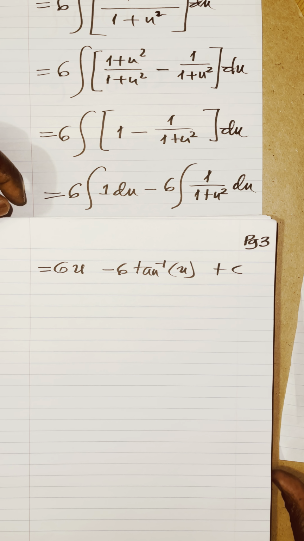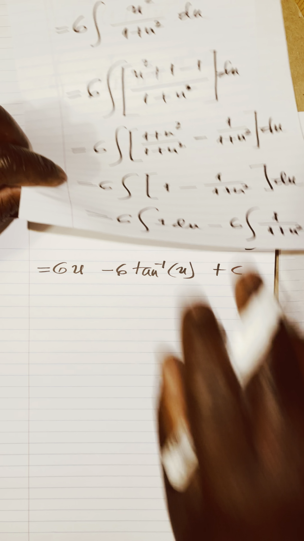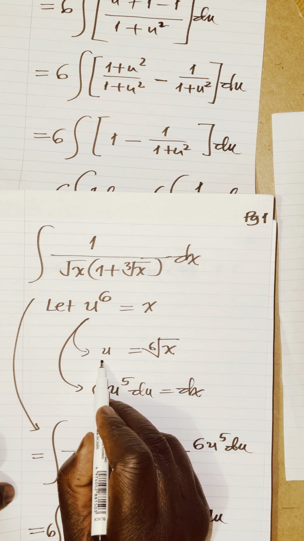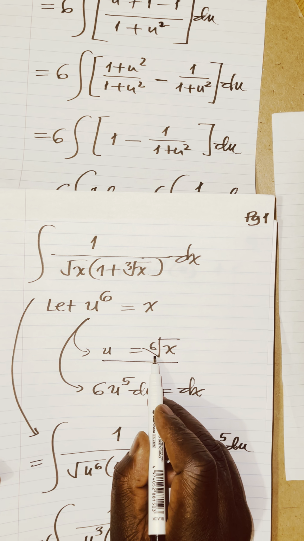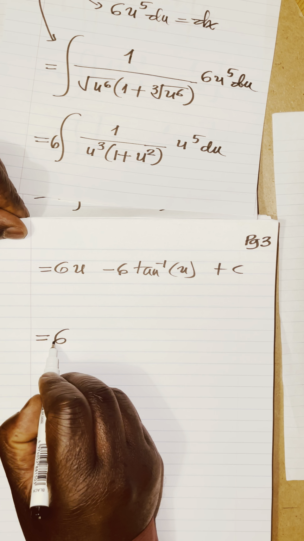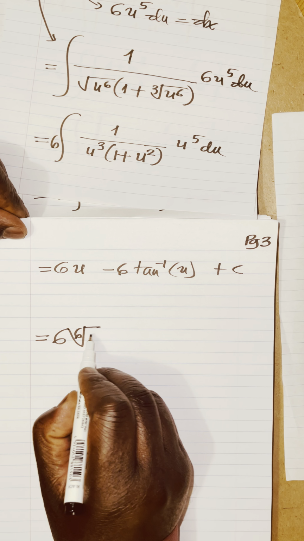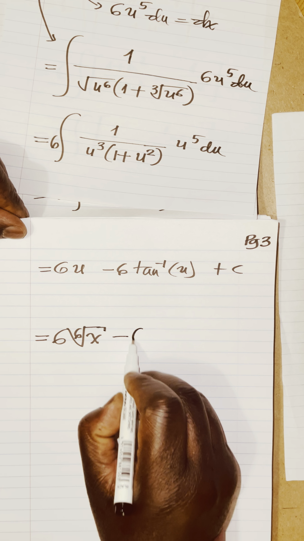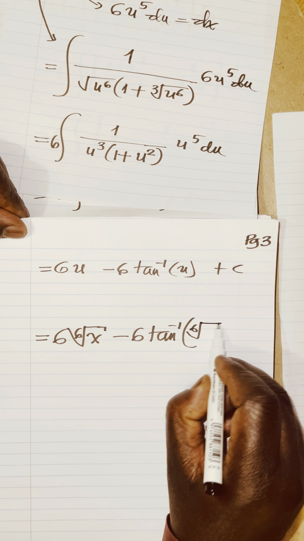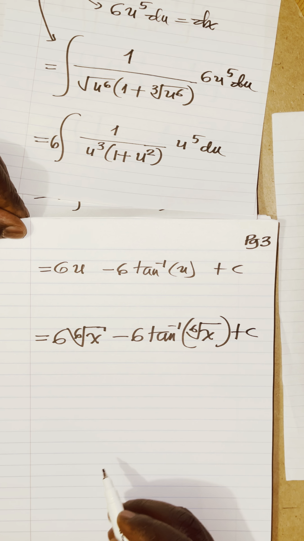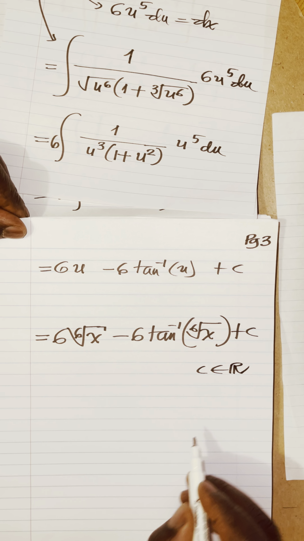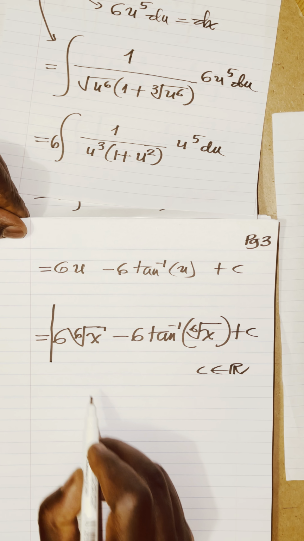Now we need to revert to our original variable, which is x. And how do we do that? By coming back to page 1. There is the connection. So where we see u, we have to say the 6th root of x. And therefore our final solution is going to be 6 times the 6th root of x, minus 6 times tan inverse of the 6th root of x, plus our constant of integration. Like I say all the time, that c is actually a real number. Please just remember that. Alright, so this is the final solution.